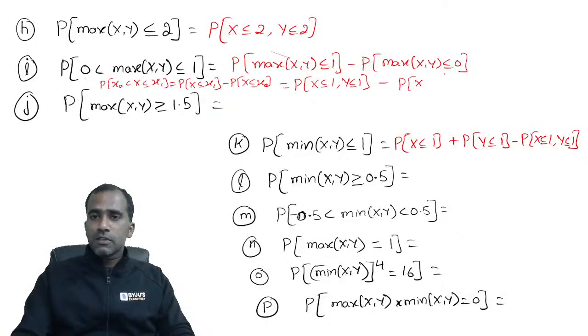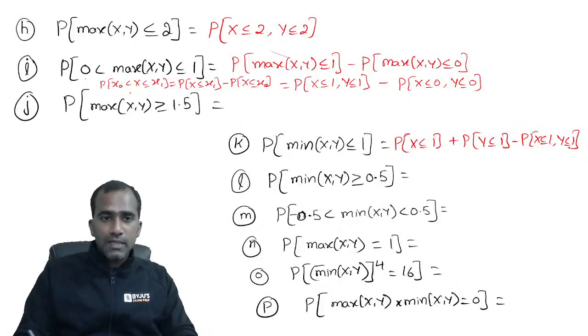If you want maximum of x comma y to be less than or equal to 0, x should be less than or equal to 0, comma y also should be less than or equal to 0. Both should happen. Then only maximum will be less than 0. Next, how about this one?